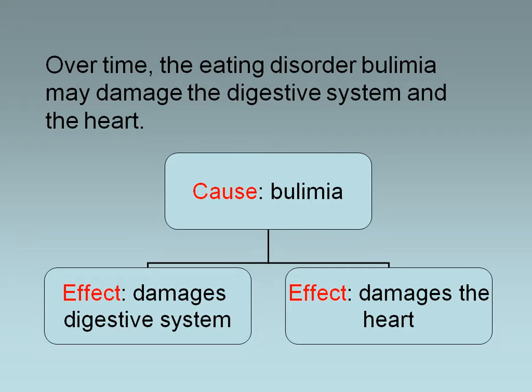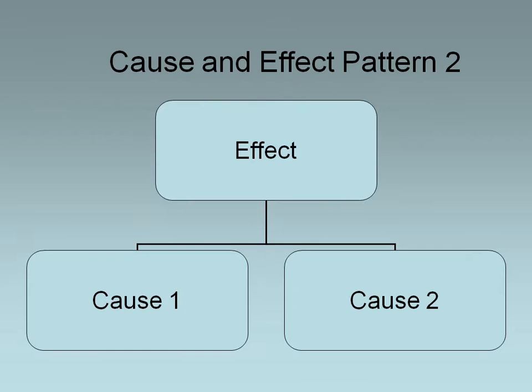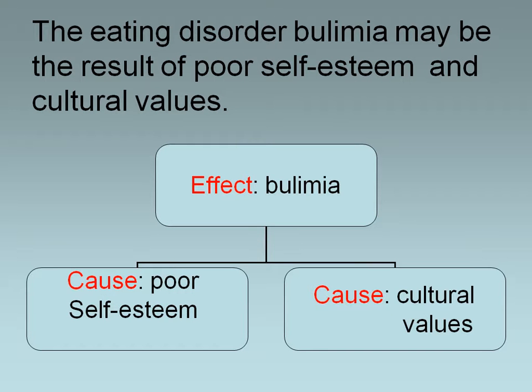Read the example topic sentence and notice how the author began with the cause, bulimia, and then gave the effects, damages digestive system and damages the heart. At other times, the author will begin with an effect and then give the causes. Read this sentence. The effect, bulimia, may be the result of two causes: poor self-esteem and cultural values.